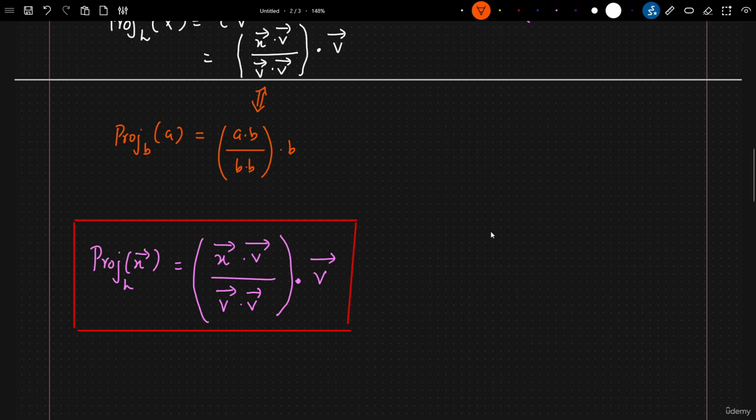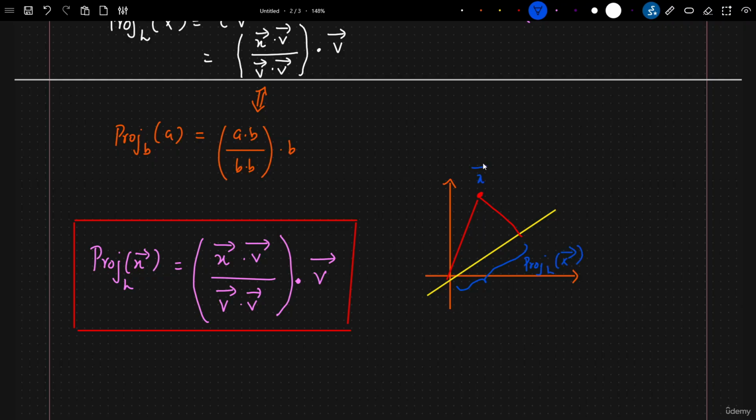Now what does this indicate? Let's say I have a vector on a specific line, and I have another vector denoted by this. If I want to do the projection of this vector x bar on L, it is denoted by this entire formula, and this is the projection we'll be able to get. The new point over here.